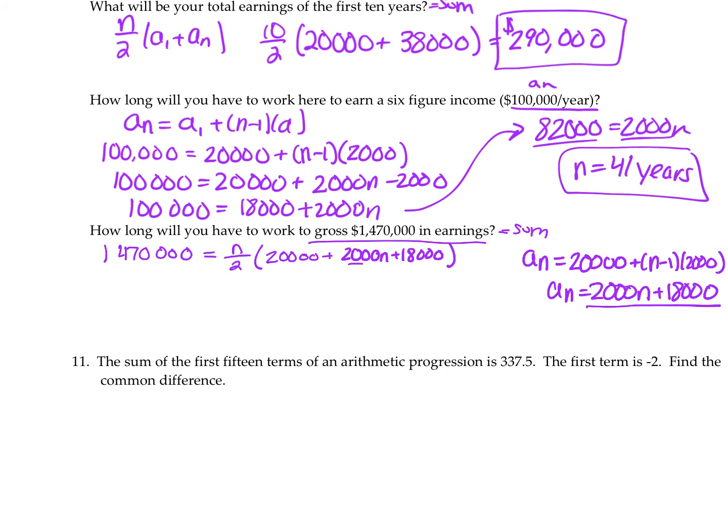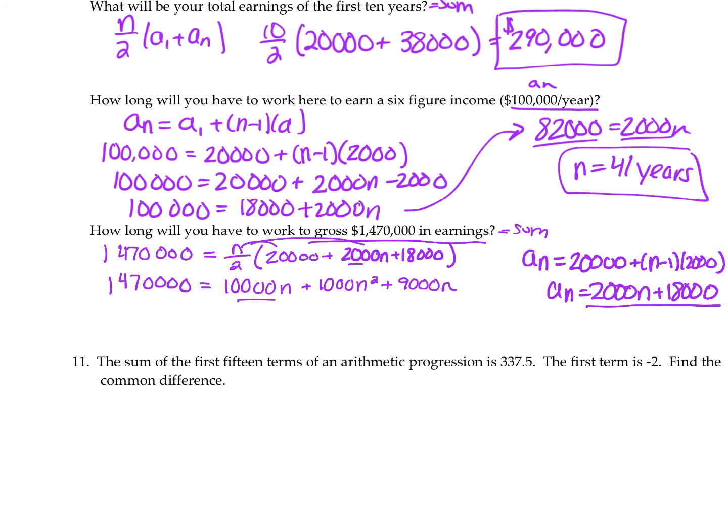So I'm going to distribute this N in. So 1,470,000 equals, so if I distribute, that would be 10,000 N plus, distribute it to this guy, that would be 1,000 N squared plus 9,000 N.